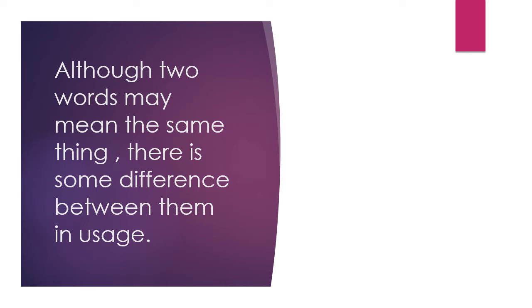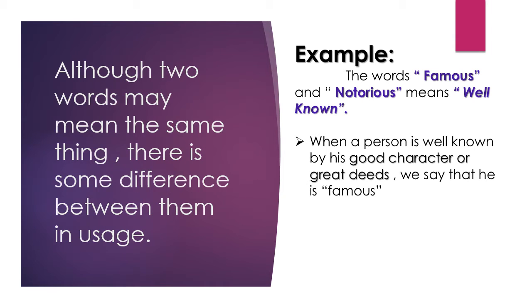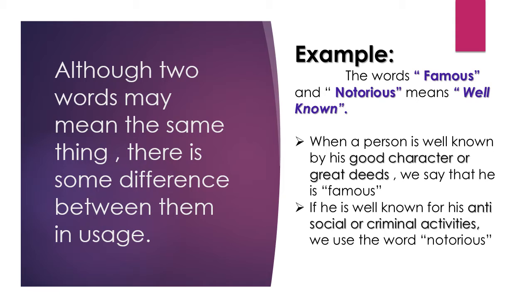Although two words may mean the same thing, there is some difference between them in usage. For example, the words famous and notorious mean well known. But when a person is well known by his good character or great deeds, we say that he is famous. Whereas if he is well known for his antisocial or criminal activities, we use the word notorious. So famous and notorious are the words with the same meaning, but there is some difference between them in usage.